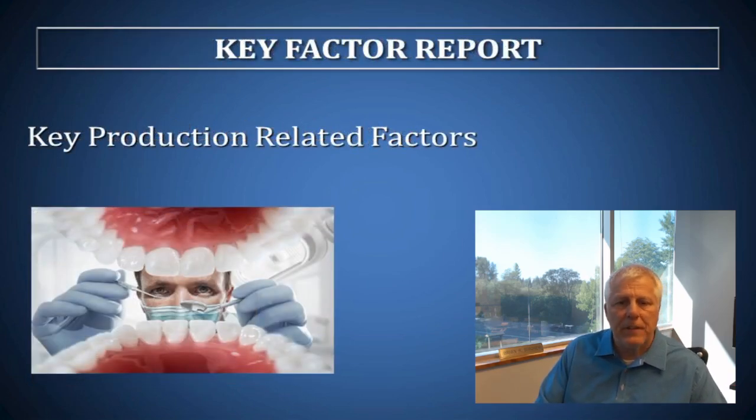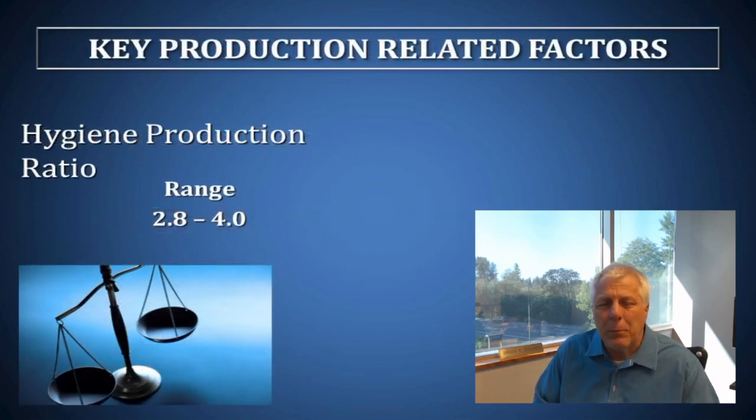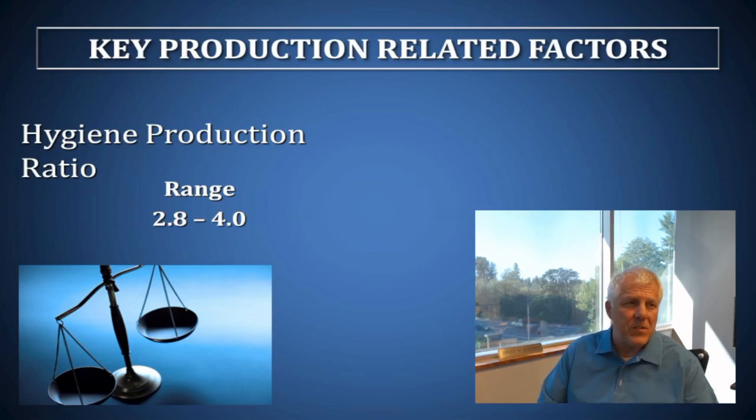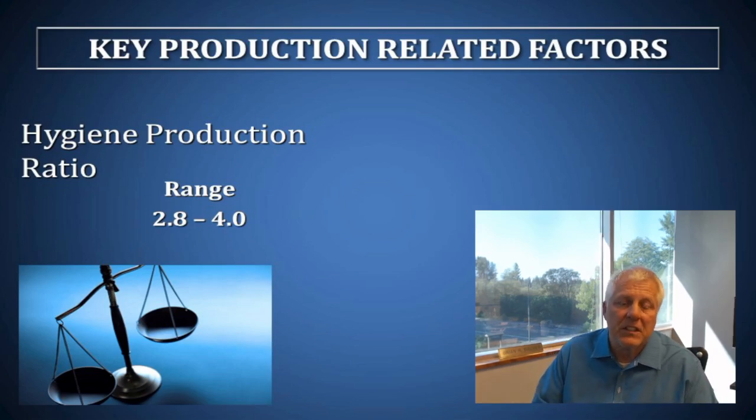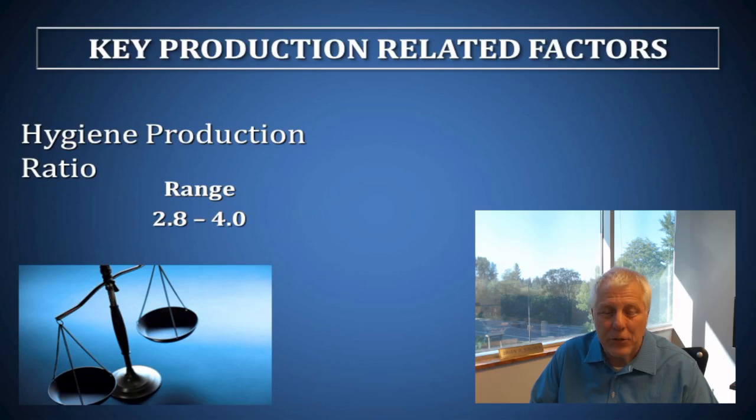Key production related factors: hygiene production ratio, 2.8 to 4. So that's a broad stroke, and it depends on a few factors. One is the exam being credited to the hygiene department or the doctor department, doctor production. If it's to the hygiene, which most do not, but some do, it's going to be on the higher end of the range. Do you have expanded duty hygiene to where they're doing extra procedures like anesthesia, fillings, etc.? Then they're going to be on the high end of the range.